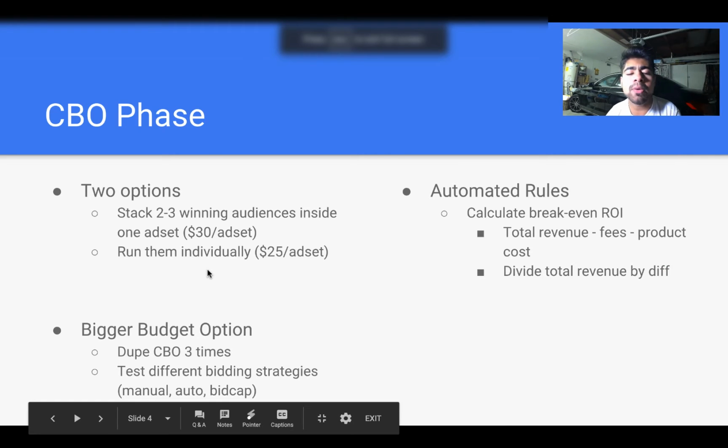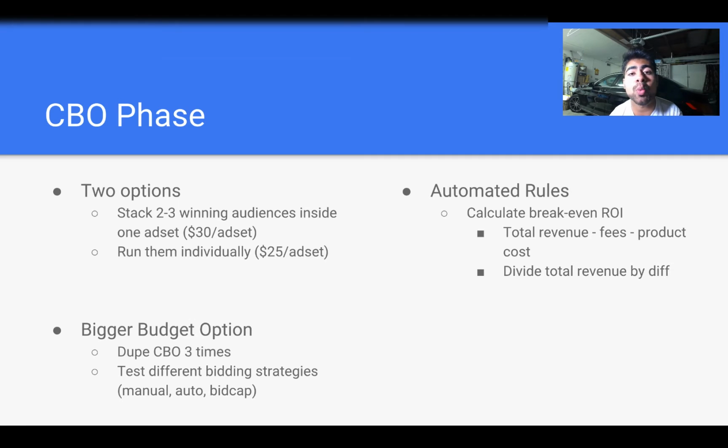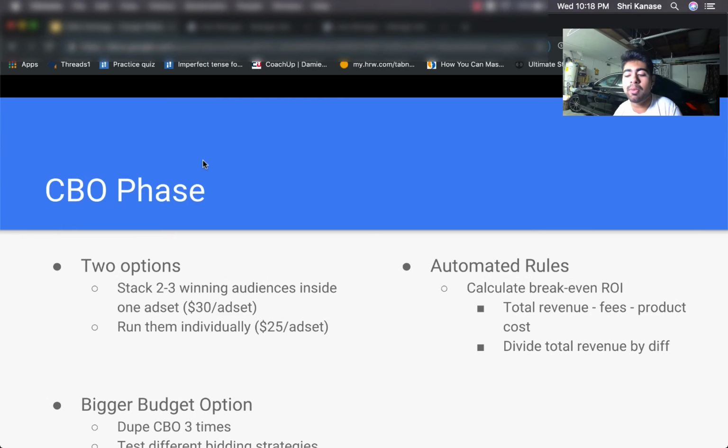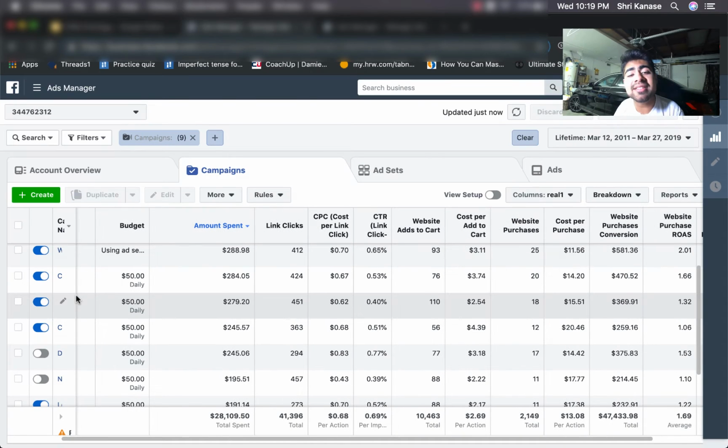But there are a few options that you have when it comes to the CBO phase, meaning after you have found your winning interest. So right from the beginning, you have two options. The first option, and this one is if you have a lower budget compared to someone else, is to stack 2 to 3 winning audiences inside one ad set. So let's go back really quick to the ads manager and let's go within one of the CBOs so I can show you guys what I mean.